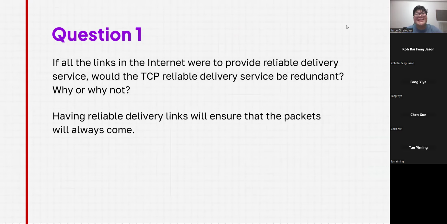Okay, so first question. Suppose that all links on the internet are to provide reliable delivery service, so all the physical links are reliable. Would the TCP reliable delivery service be redundant? Basically, suppose the link layer is reliable, do we still need TCP or not? Given that the condition of reliability is that every packet will always come. This is the link layer condition. What do you think? Do we still need TCP in this case?